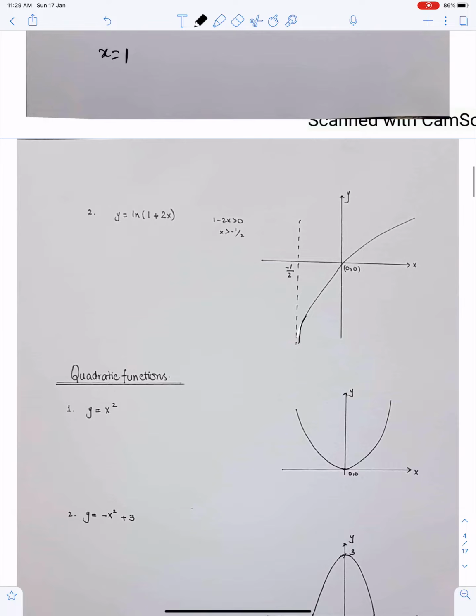Now here you can get the intercept in the same way. You have to equate this y to 0. For ln you have to get the x-intercept. For e you have to get the y-intercept. So e power 0 is 1 plus 2x. So x is 0. So this is the way to get the x-intercept.